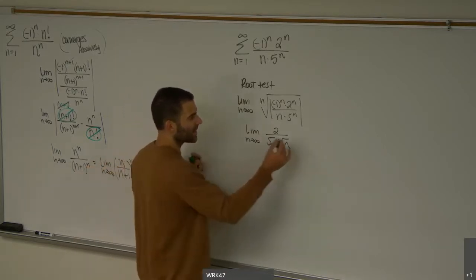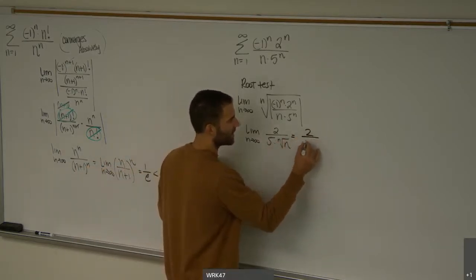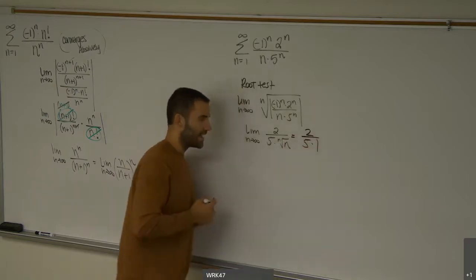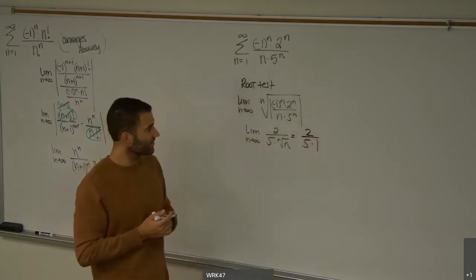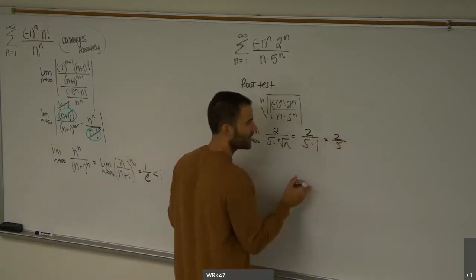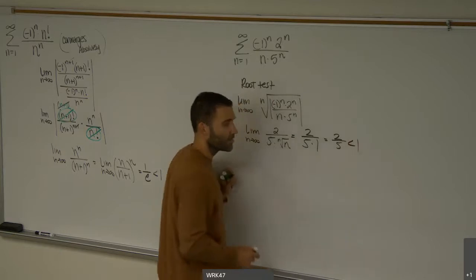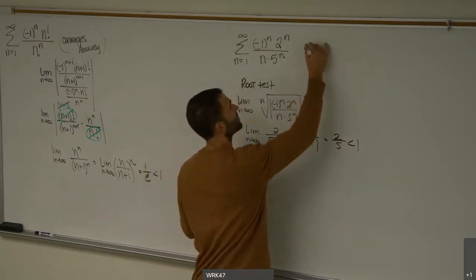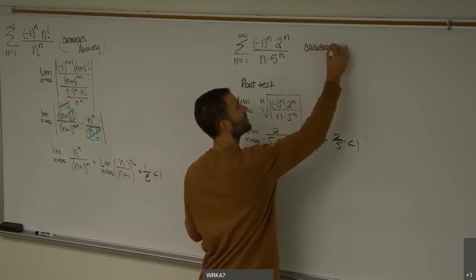Now, when I take this limit, though, we just talked about the limit of the nth root of n, that goes to 1. And so now I have my answer is 2/5, 2 over 5 times 1. Most importantly, that number is less than 1. And so it tells me that this series converges absolutely.